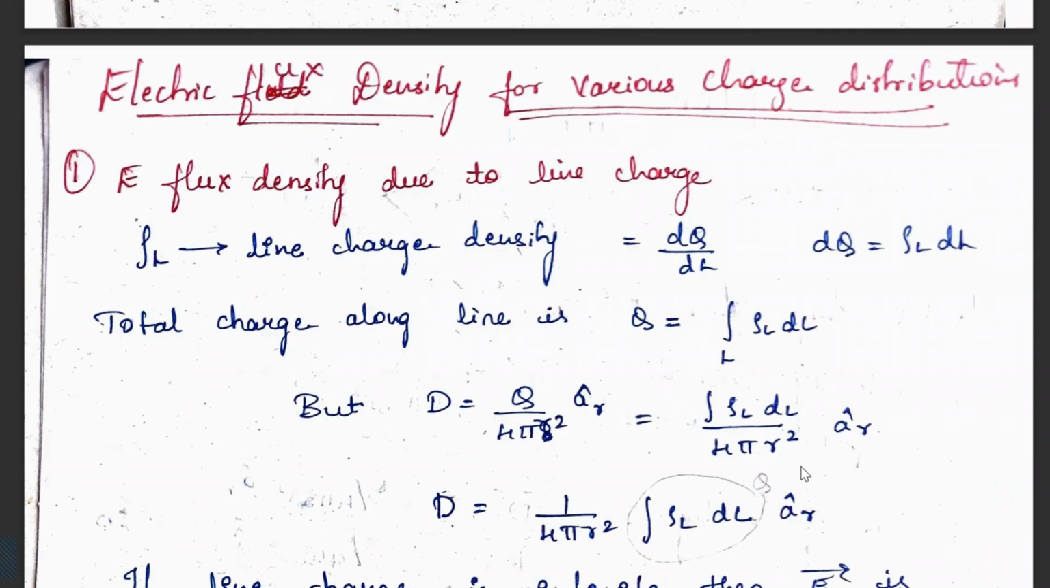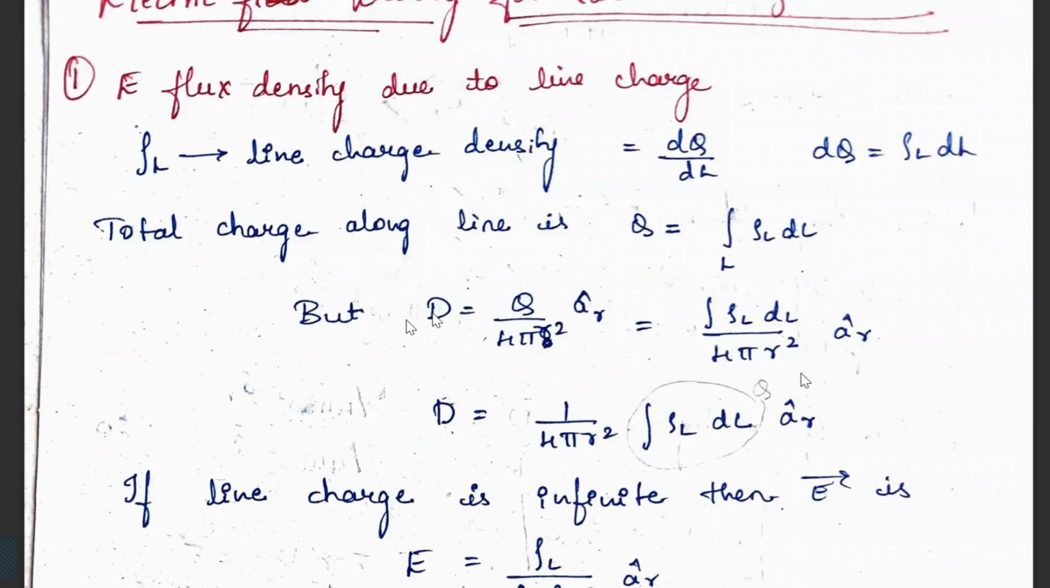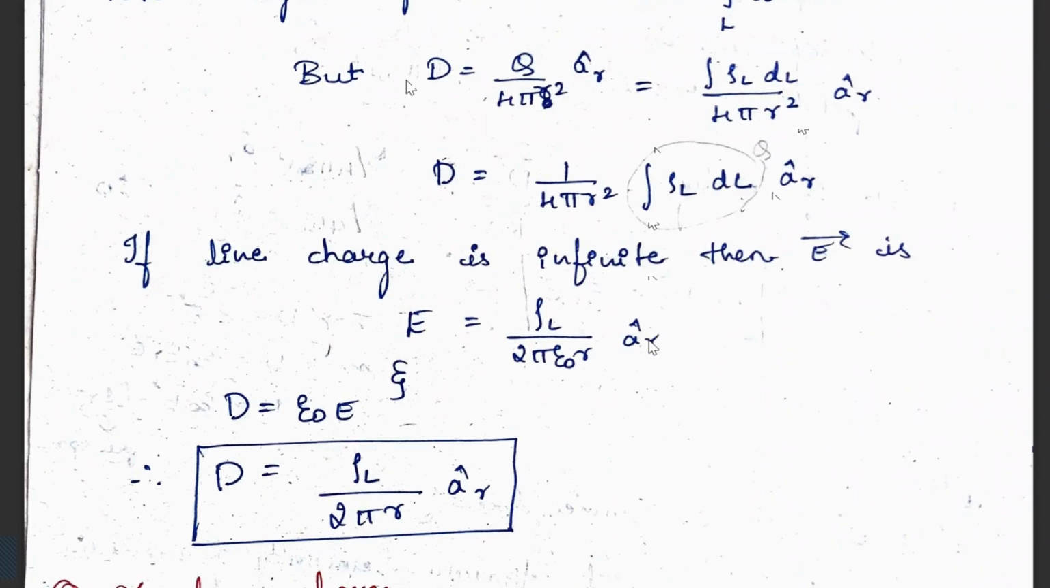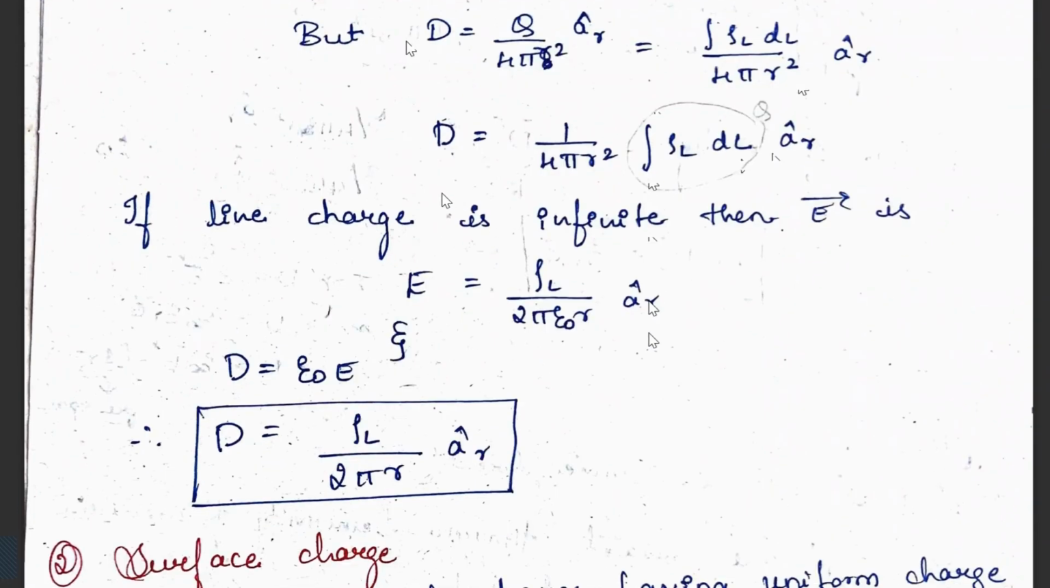For line charge, rho L we know is dq by dl. Put it into D, that is q divided by 4 pi r square into a_r cap. Substituting in the q place, you get the integration of rho L dl divided by 4 pi r square. So D is equal to 1 by 4 pi r square, with constants taken out, integration of rho L into dl into a_r cap. So that is the q substitution.